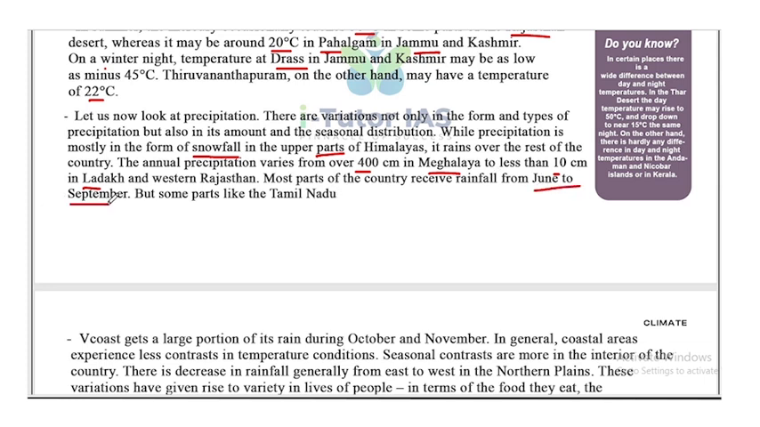So that is the time of monsoon in India. But some parts like the Tamil Nadu coast get a large portion of their rain during October and November. Okay, so this is the retreating monsoon time. Most of the country receives the rainfall from June to September. That is the monsoon time. But in some parts of the Tamil Nadu coast, a large portion of rain comes during October and November. So this period is the retreating monsoon period.